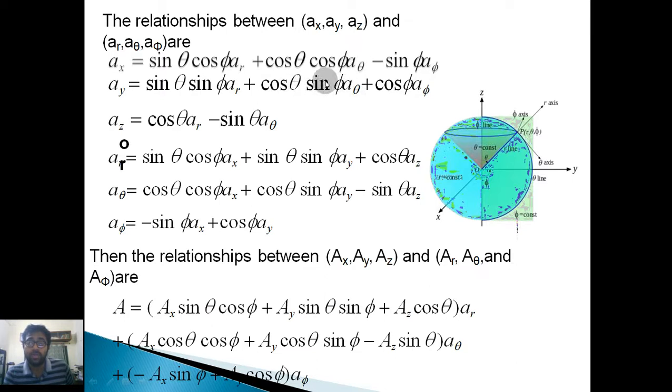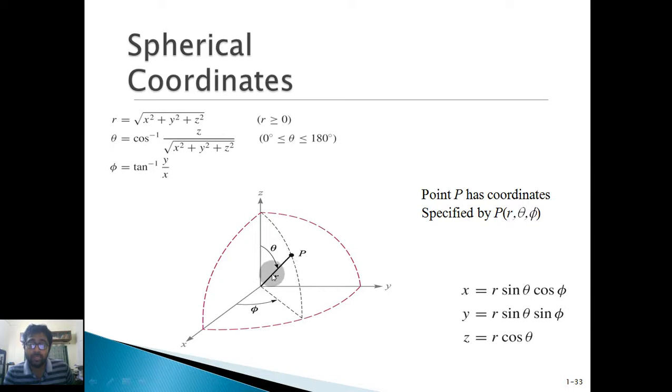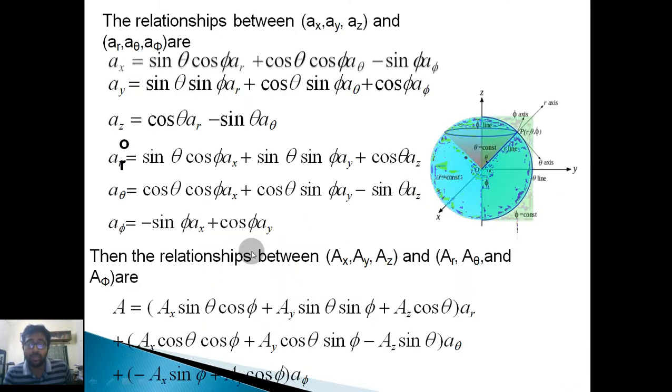Now if we take a component along the y axis, what will we get? We will get a theta cos theta sin phi along the y axis, plus cos phi a suffix phi, that we have already described in the circular cylindrical system, also in this system. Now the value of a suffix z is nothing but a suffix r cos theta and minus sin theta a theta.